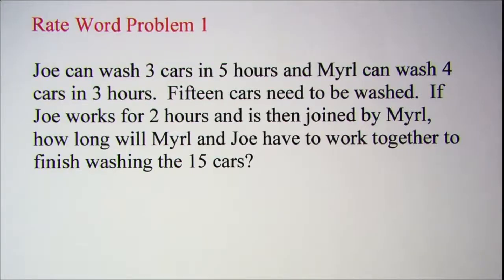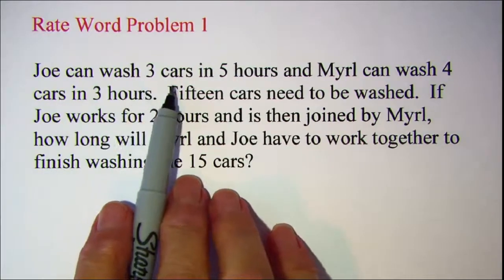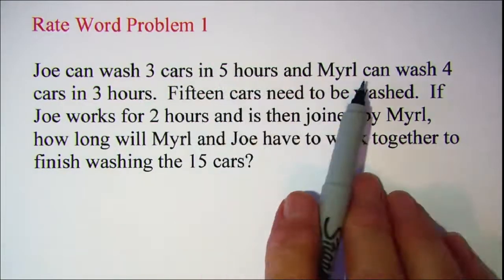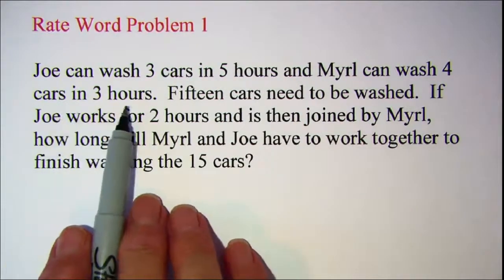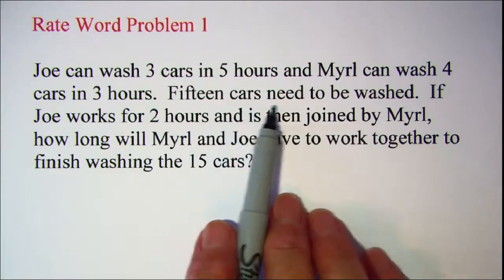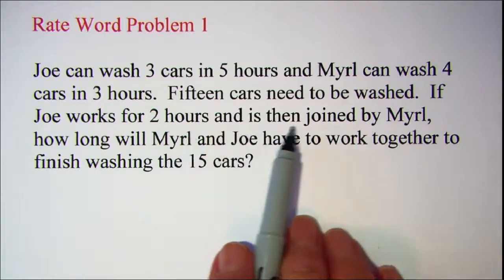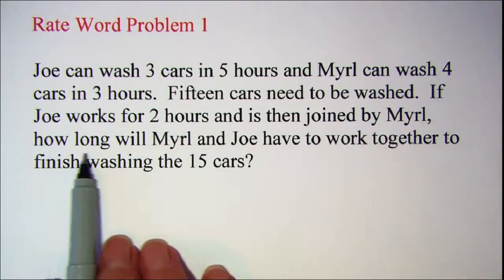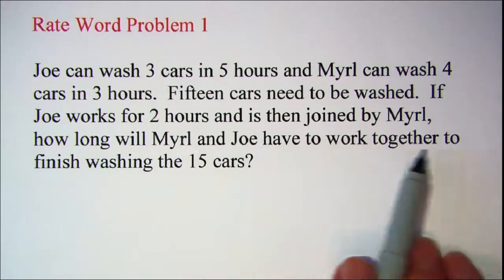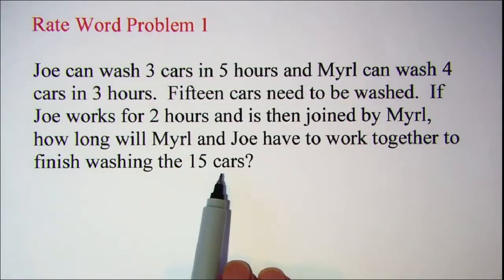In this video, we'll be solving a rate word problem. Joe can wash 3 cars in 5 hours, and Merle can wash 4 cars in 3 hours. 15 cars need to be washed. If Joe works for 2 hours and is then joined by Merle, how long will Merle and Joe have to work together to finish washing the 15 cars?